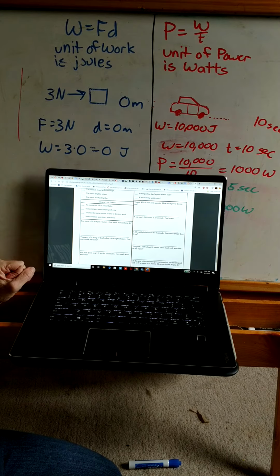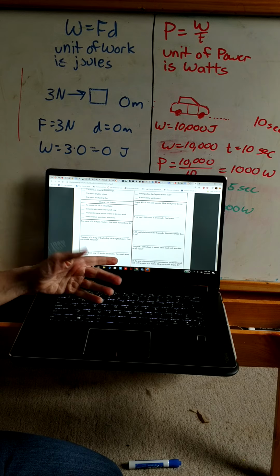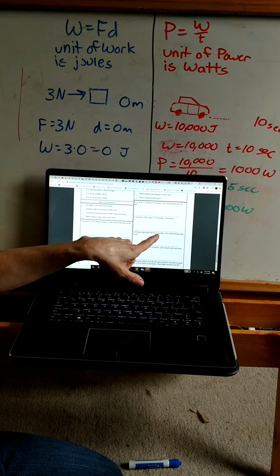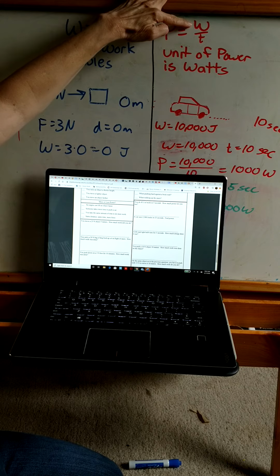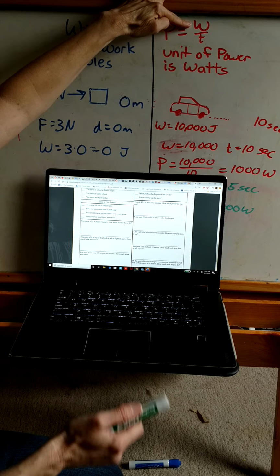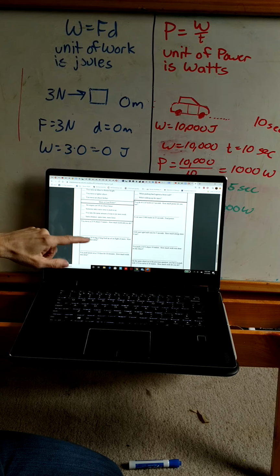A 60-watt light bulb runs for 5 seconds. How much energy does it use? That's a case where they have given you watts. Watts is the unit for power. They've given you seconds. Seconds is the unit for time. They're asking you for energy, but remember, energy and work are basically the same thing. So where that says energy, just calculate work, and that's going to give you the correct answer there, okay?